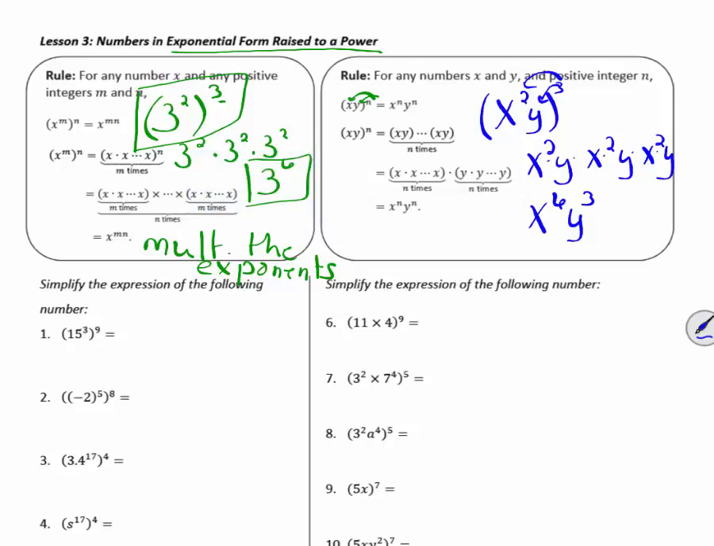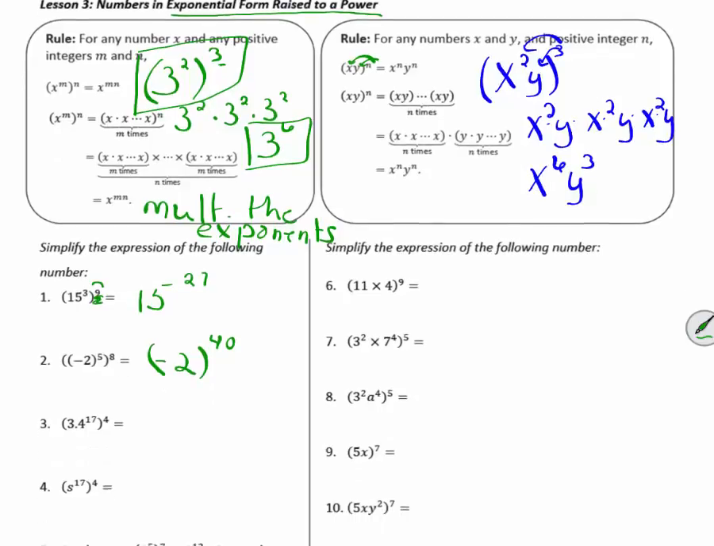So let's see how this works. I have 15 to the third raised to the 9th. So I'm going to multiply my 2 exponents together. I'm going to keep my base, 15, and multiply the 3 and the 9. 3 times 9 is 27. For number 2, I have my base of -2, that stays. It's a negative, so I have to make sure I put it in parentheses. 5 times 8 is 40.